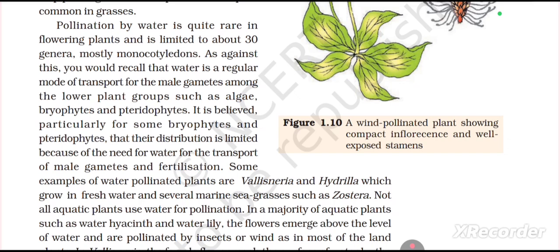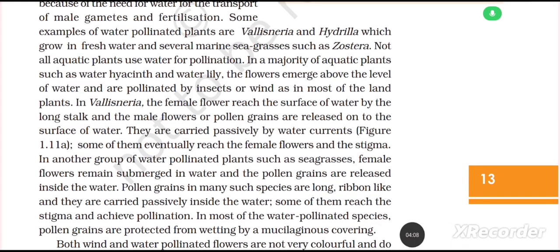Some examples of water pollinated plants are Vallisneria and Hydrilla, which grow in fresh water, and several marine sea grasses such as Zostera. Not all aquatic plants use water for pollination. In a majority of aquatic plants, such as water hyacinth and water lily, the flowers emerge above the level of water and are pollinated by insects or wind, as in most of the land plants. In Vallisneria, the female flower reaches the surface of water by the long stalk, and the male flowers or pollen grains are released onto the surface of water.